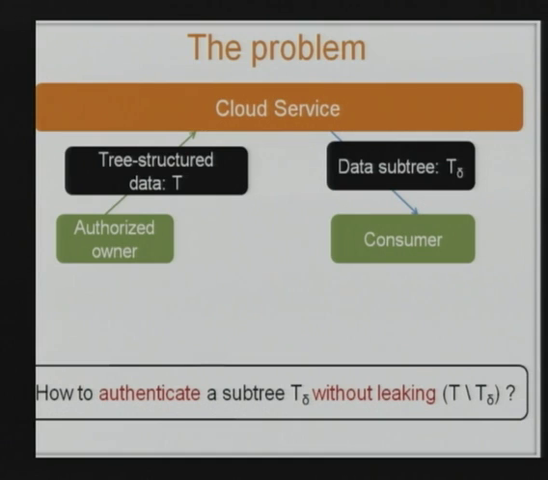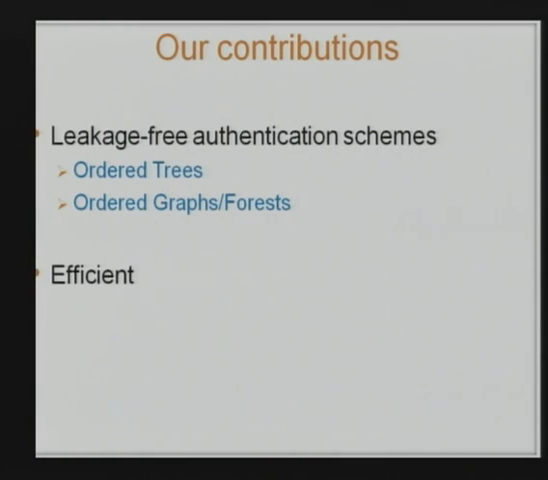T minus T delta means the set of nodes and the set of edges that are in T but not in T delta. That information should not be leaked. For our schemes, we have solutions for trees, ordered trees, ordered graphs and forests, and they are efficient.